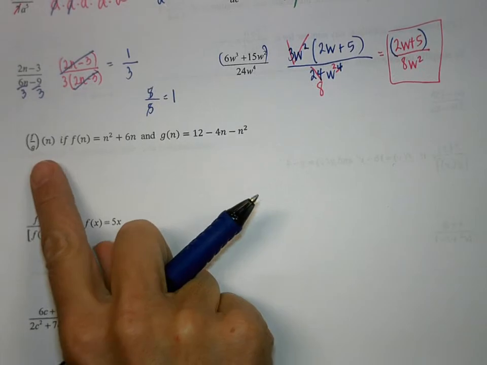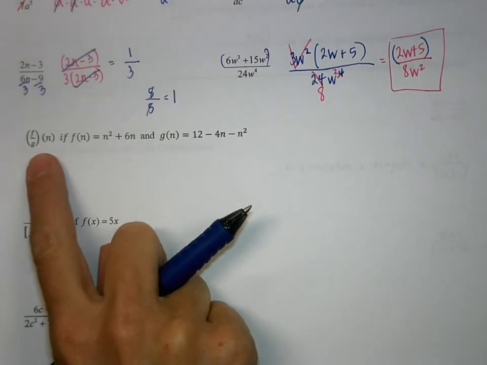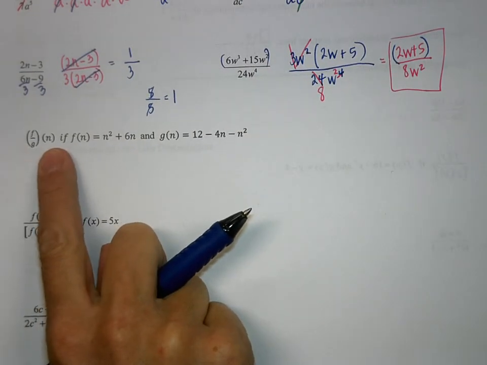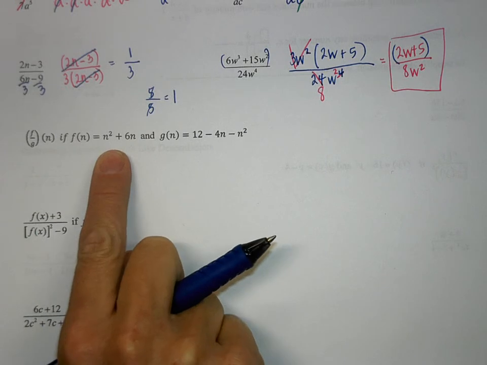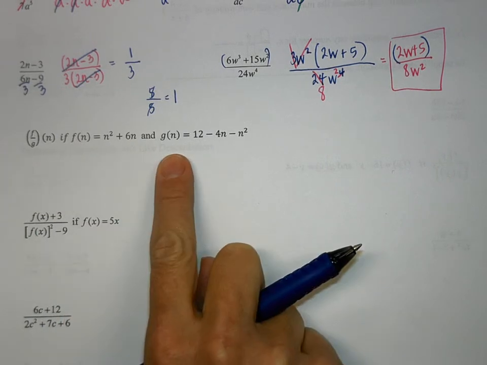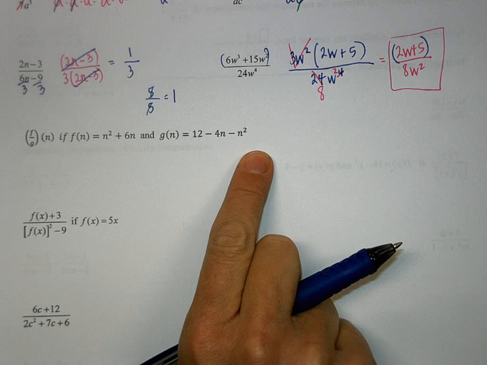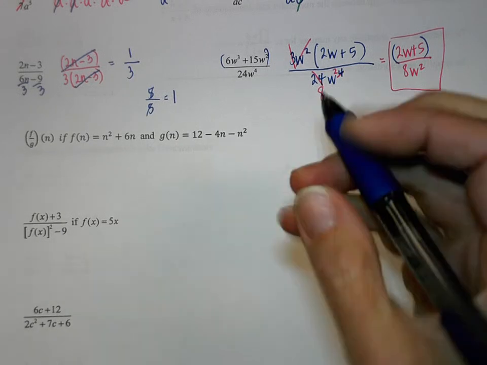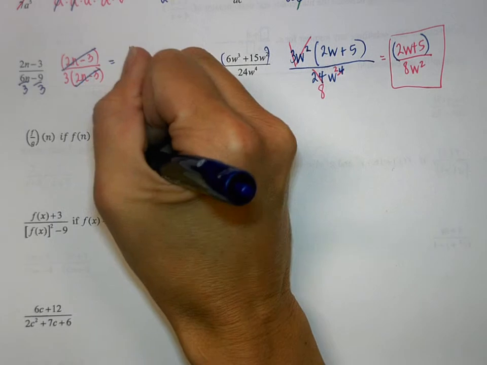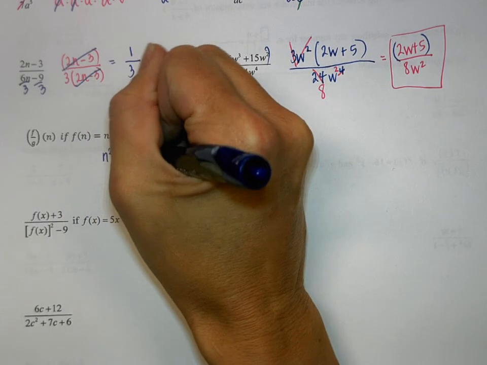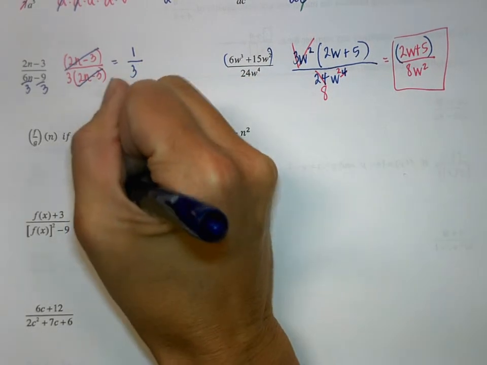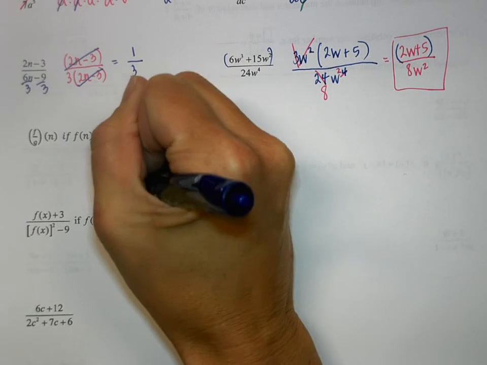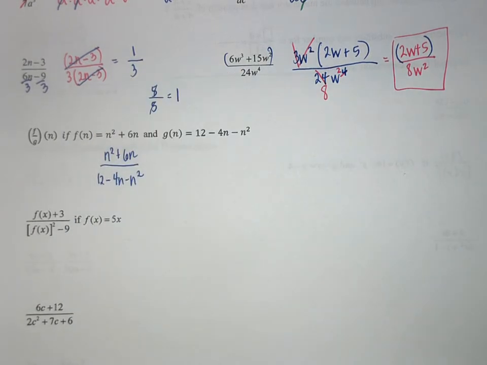All right, so this one, f over g of n, if f of n equals n squared plus 6n, and g of n equals 12 minus 4n minus n squared. How would I write this? Good. N squared plus 6n over 12 minus 4n minus n squared.